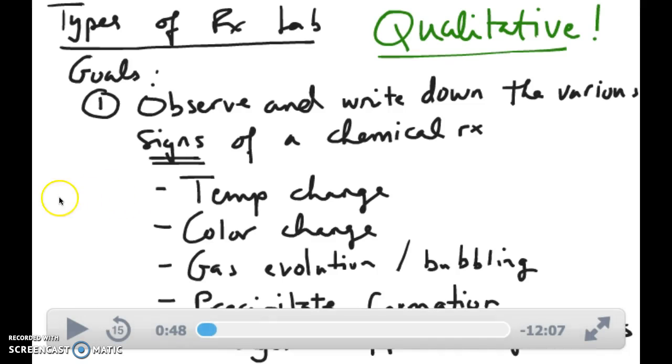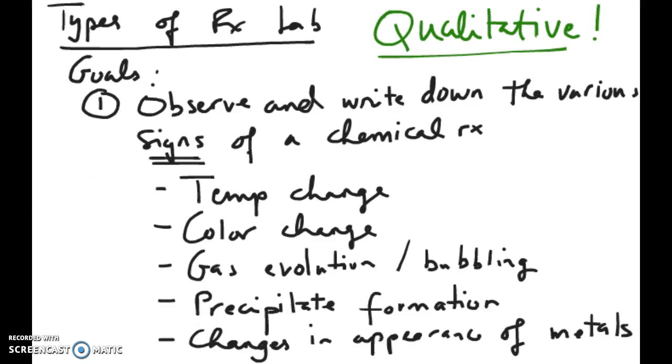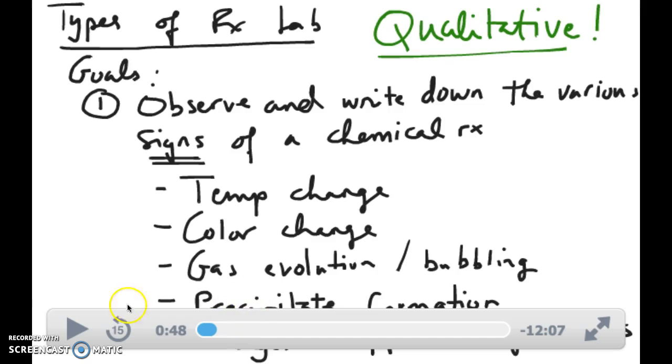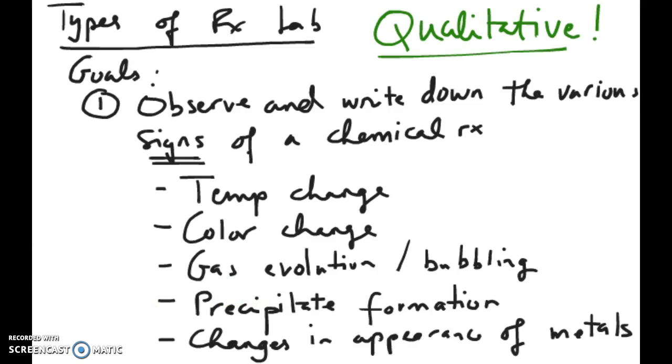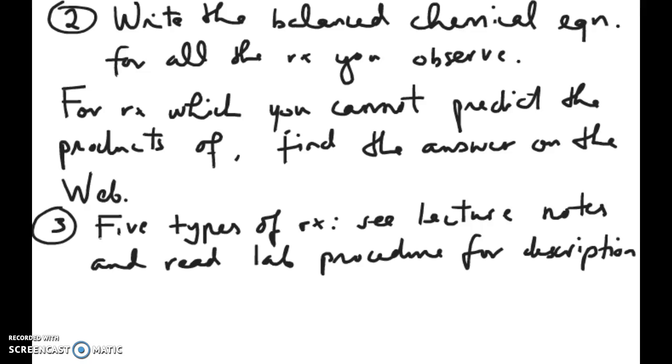So we know that a chemical reaction has occurred when we observe one of the following changes: temperature changing, color might be changing. You might see a gas coming out as a result of the reaction, so you see some kind of bubbling. Precipitate might form, or the metal you put in might change its appearance. Maybe it becomes less dull or more dull, one way or the other. So if you see one of those changes, then you know that a reaction has happened. So you would write a correct balanced chemical equation for that reaction that you observe.